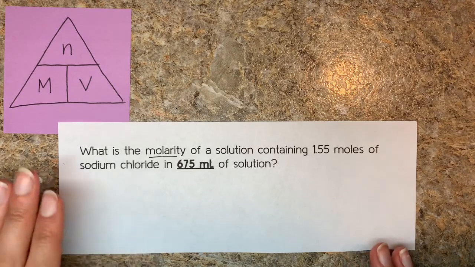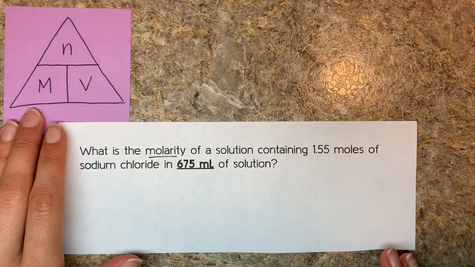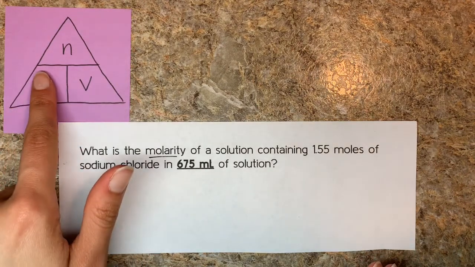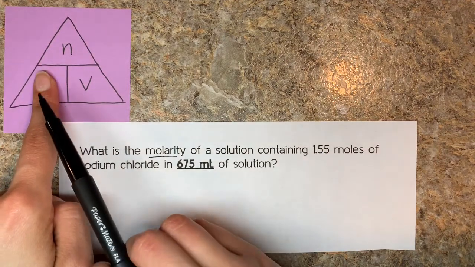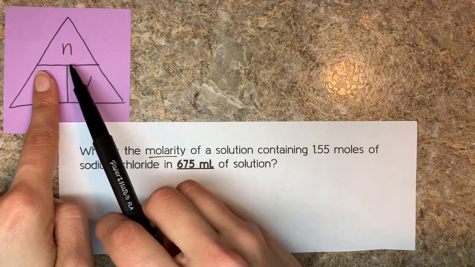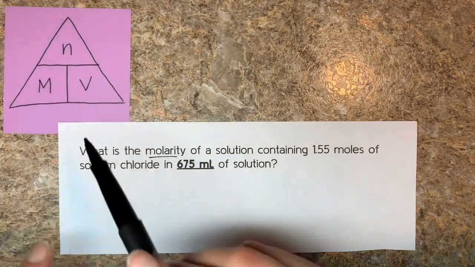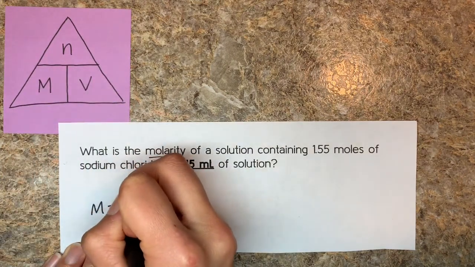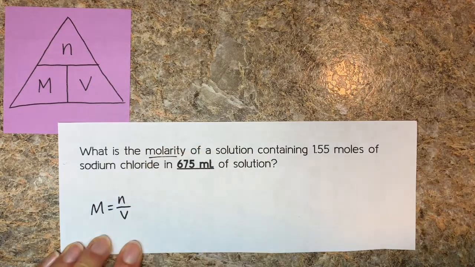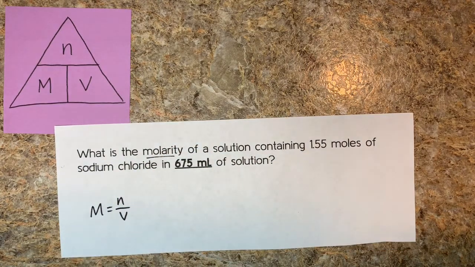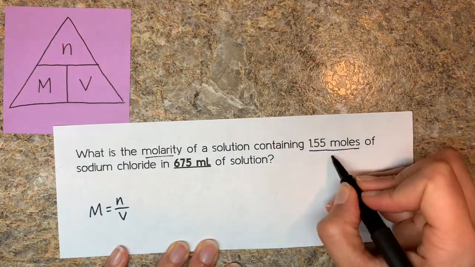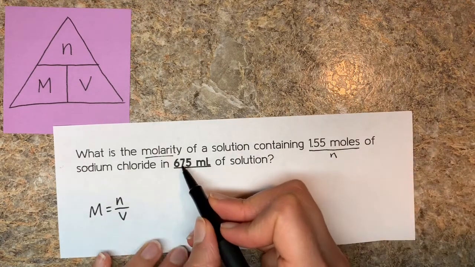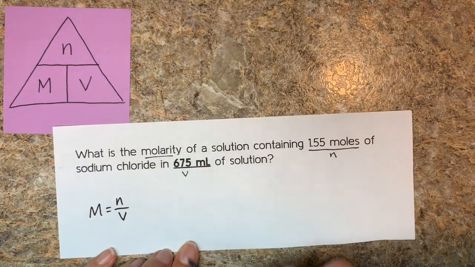So then I go to my triangle. I cover up molarity with my finger because that's what we're trying to find. I know that my equation is going to be M equals N divided by V. So I'm going to write that out first. Next, I'm going to plug my numbers into the equation. So I'm going to start with 1.55 moles as my N, and this would be my V, but we need to convert that first.